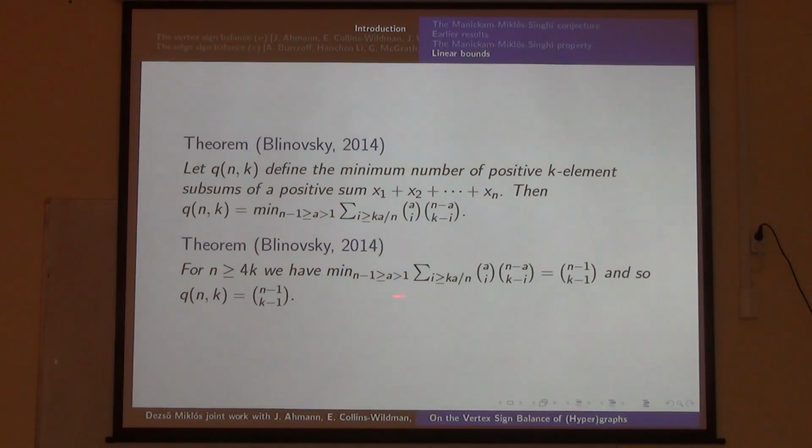The other theorem basically states that if n is bigger than 4k, then this minimum is equal to n minus 1 choose k minus 1, which is the extreme case if a is equal to n minus 1. The second one is a little bit of a lengthy technical calculation of binomial coefficients. Probably it's true, but the question is, we will leave the first statement of Lilovsky's as true.